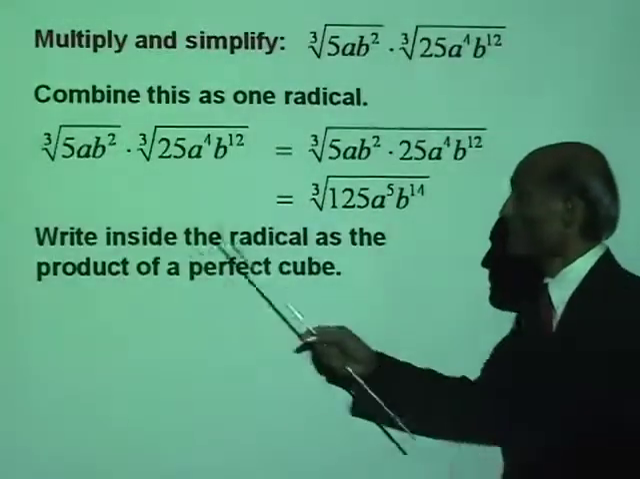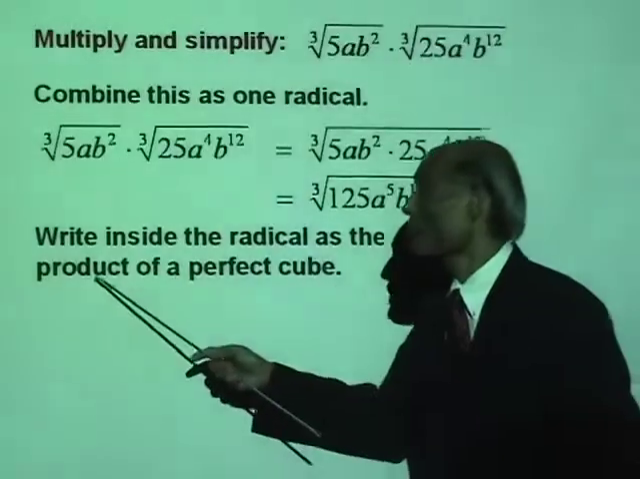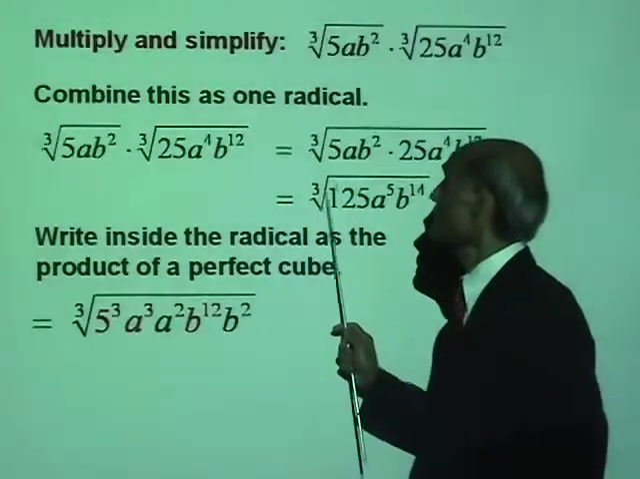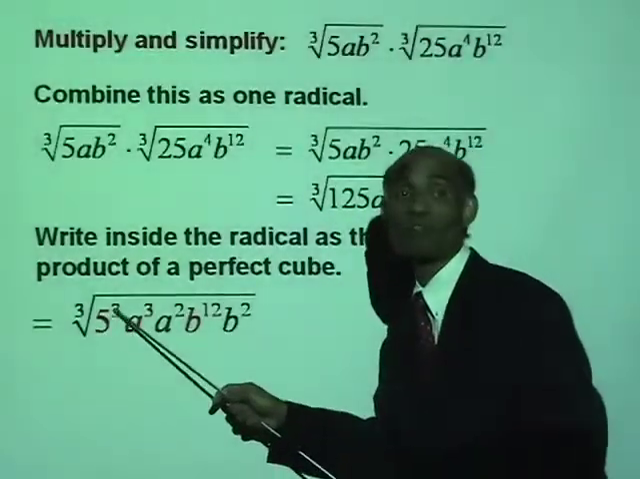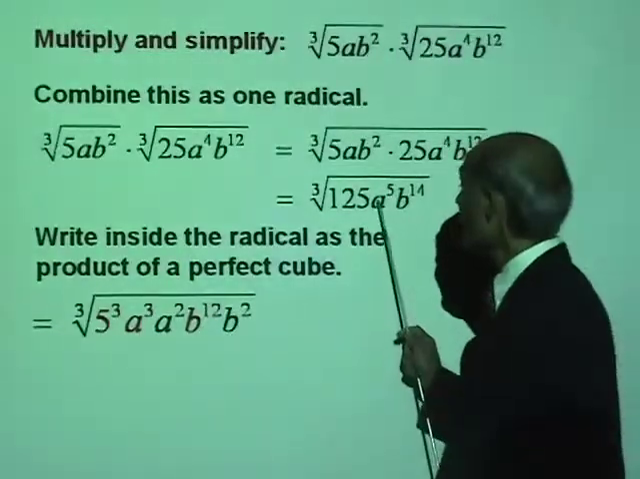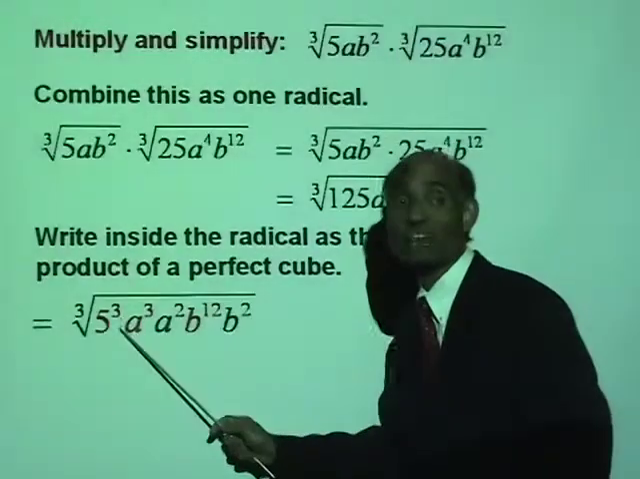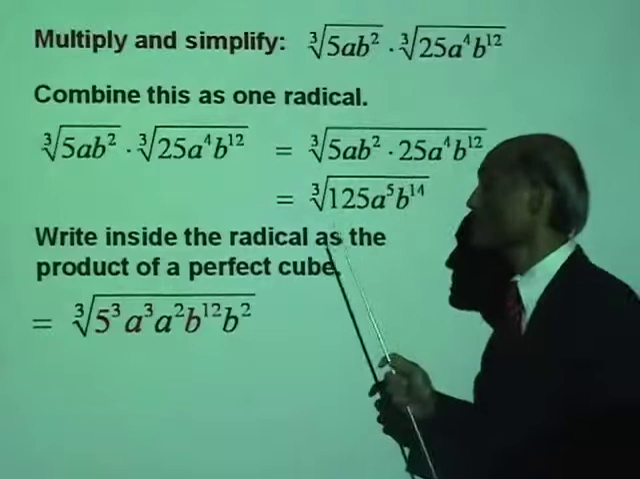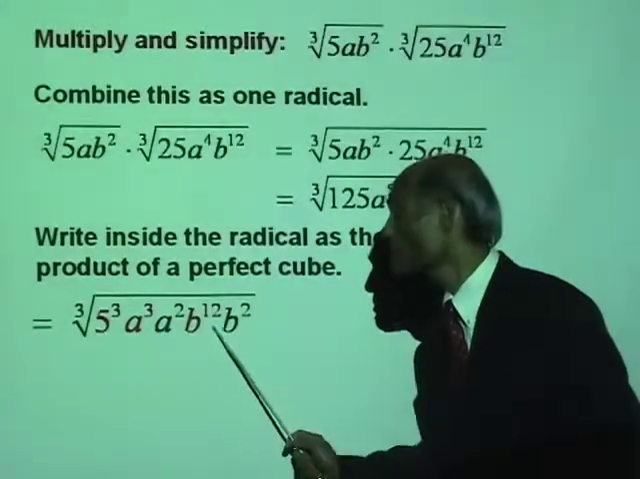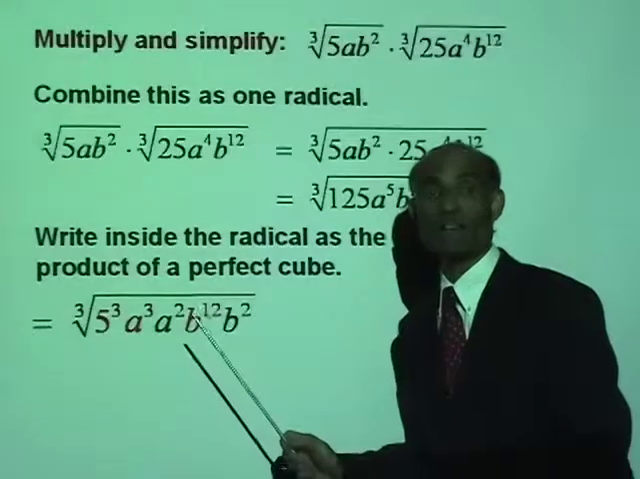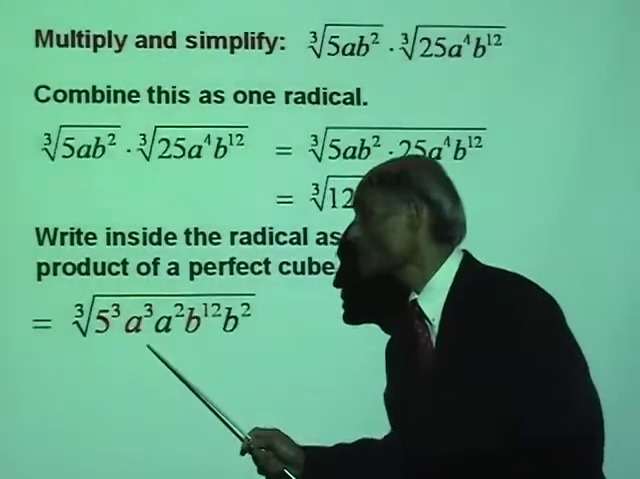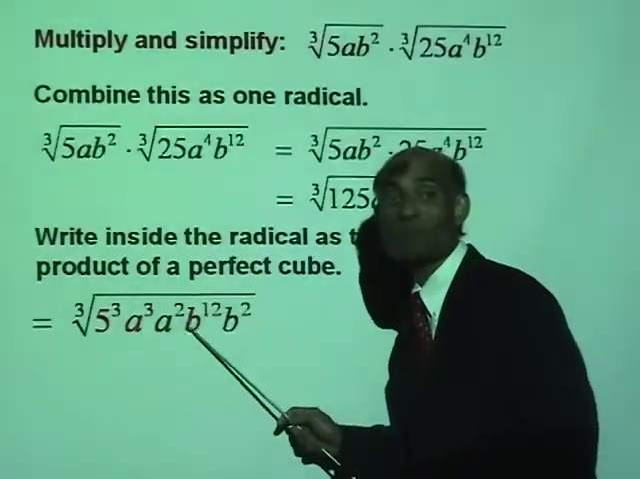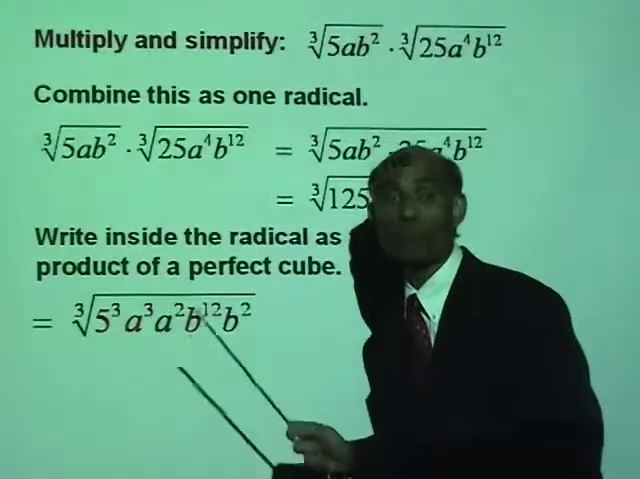Alright, let's do that. We write the inside of the radical as the product of perfect cubes. That means 125 is 5 cube, which is a perfect cube. A to the power of 5 is written as a cube times a squared. And b to the power of 14 is written as b to the power of 12 times b squared. And I have used the red color for the perfect cubes. 5 cube, a cube, b to the power of 12. They are all perfect cubes.